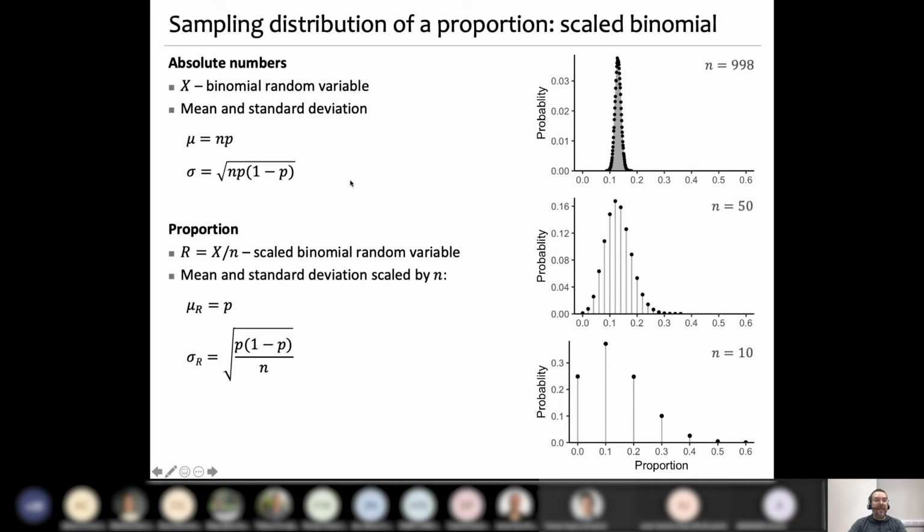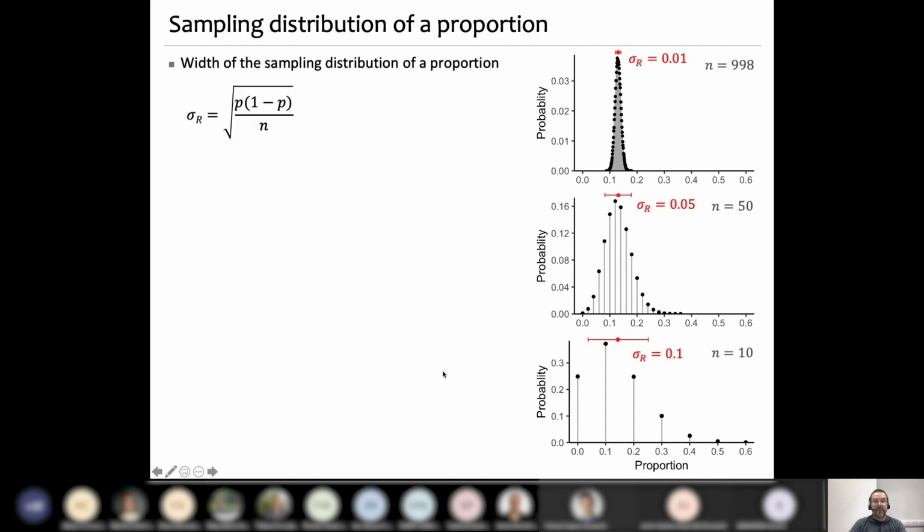Which means that the mean of the new distribution is p, because we divide it by n, and the standard deviation of the new distribution is given by this formula, square root of p times 1 minus p divided by n. And this actually is the standard error of a proportion. It is this sigma shown here. Of course, it's much larger when the sample size is small, and it's very small when the sample size is very large.